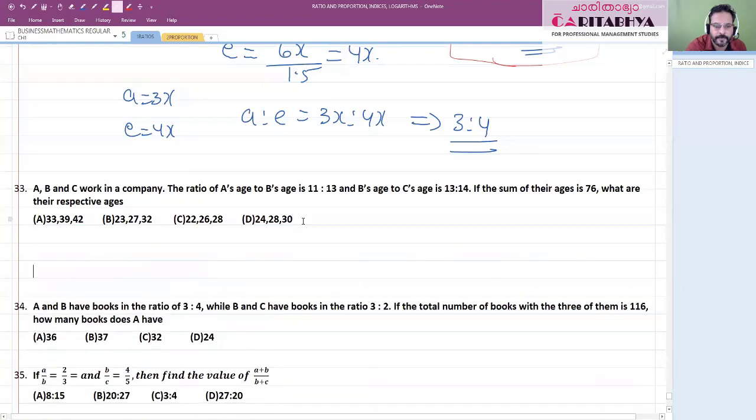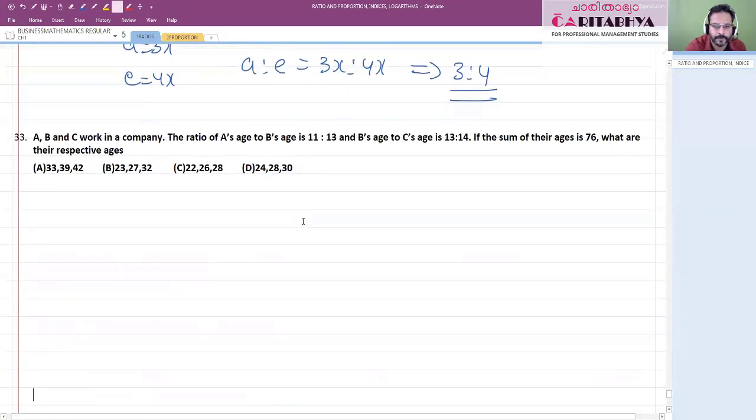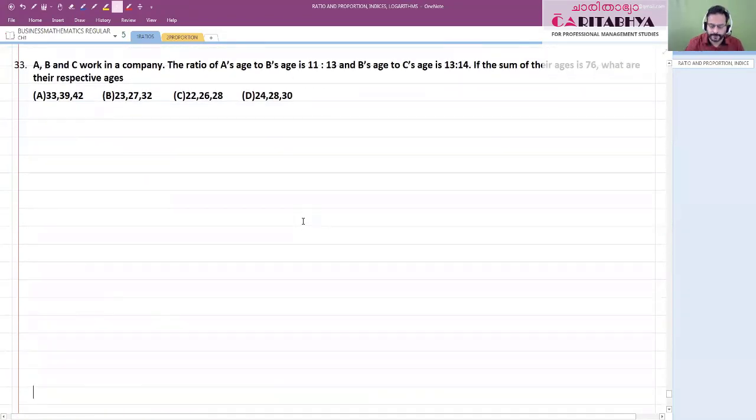Last session ratio problem solve. Then next one. A, B, C are working in a company. The ratio of A's age to B's age is 11:13, and B's age to C's age is 13:14. If the sum of their ages is 76, what are their respective ages?